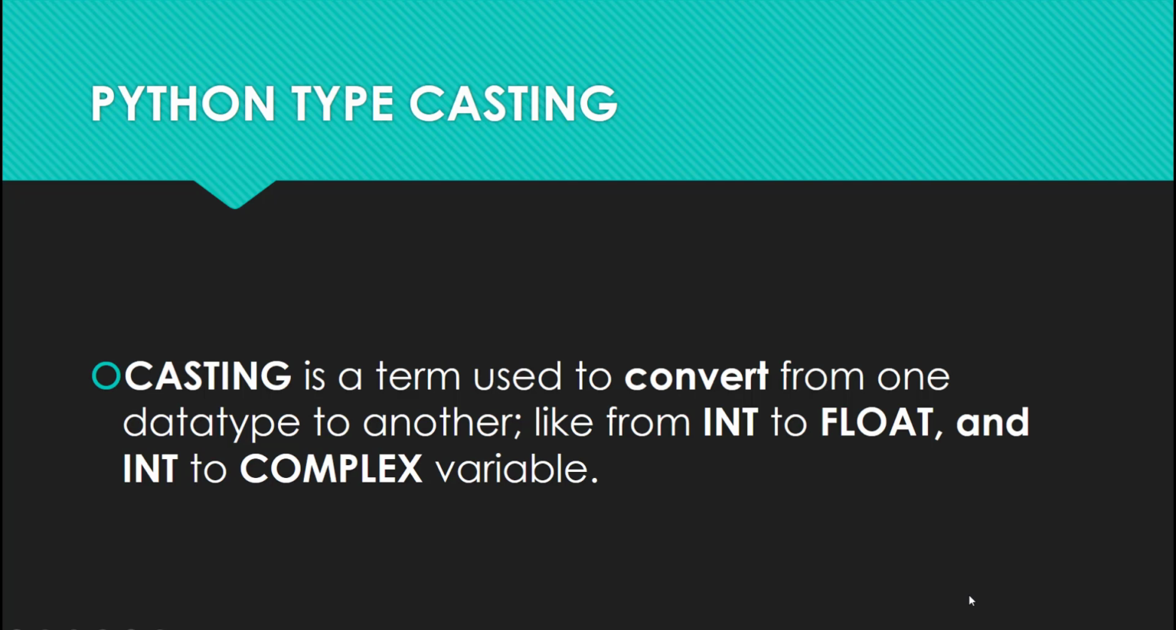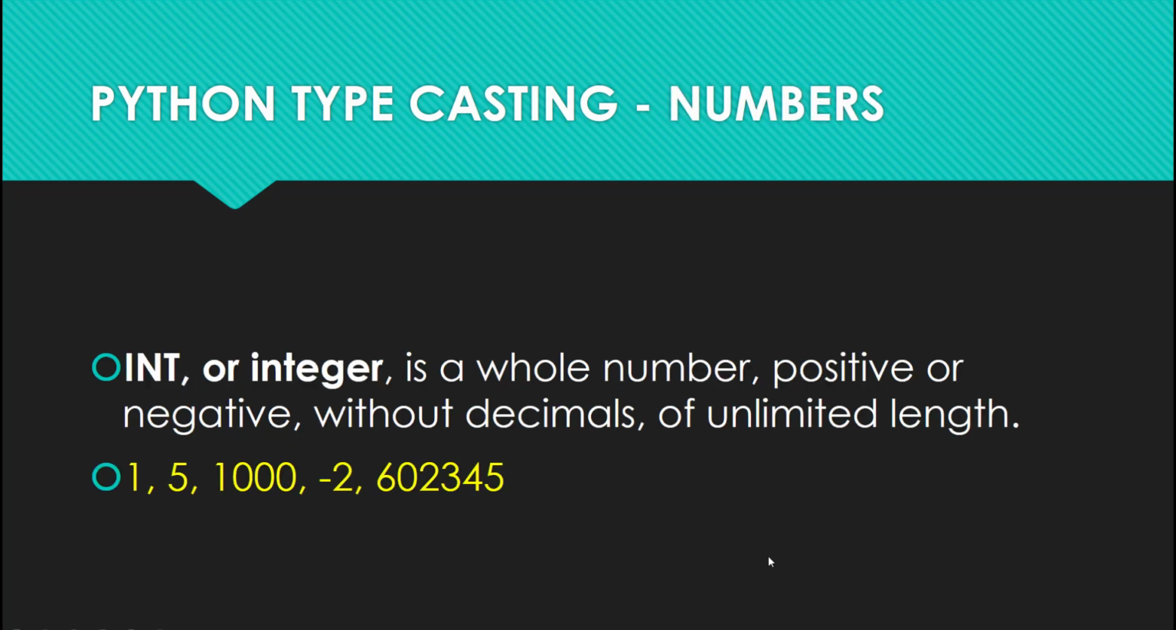So what is casting? Casting is a term used to convert from one data type to another, like from integer to a float and integer to a complex variable. So let's look at the types of numbers we have in Python.